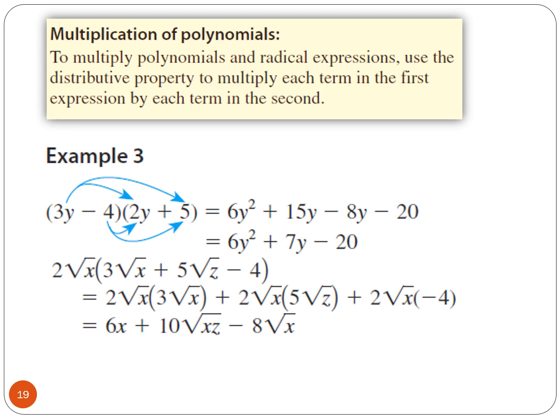Here, this is 2 times 3, which is 6, and then the square root of x times the square root of x is just x. Multiplying the second term, the middle term, you have 2 the square root of x times 5 the square root of z. 2 times 5 is 10. The square root of x times the square root of z is just the square root of xz. The third term, multiplying 2 the square root of x times minus 4, we will get minus 8 times the square root of x. Again, this is not polynomial multiplication, it's just multiplying algebraic expressions.